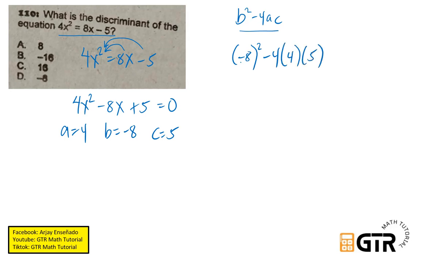So therefore, we have negative 8 times negative 8. So that is 64 minus, unahin natin itong 4 times 5. So 4 times 5 is 20 times 4. So that is 80. So 64 minus 80 is equal to negative 16. So the correct answer is letter B, negative 16. So ibig sabihin, ang sagot dito ay imaginary dahil ang discriminant natin ay negative.